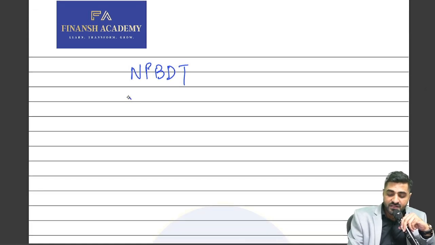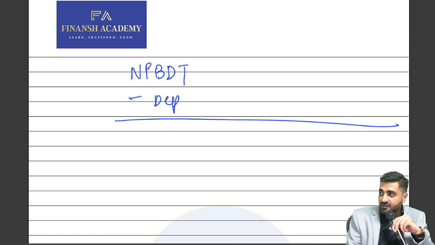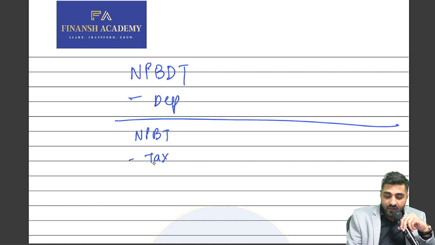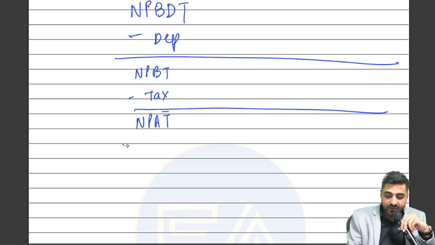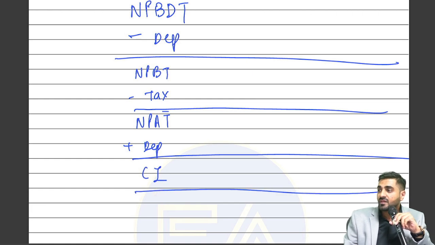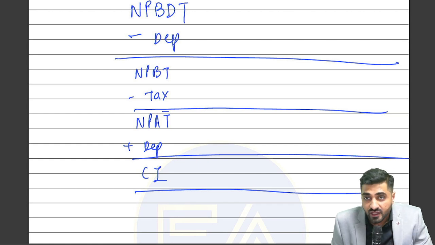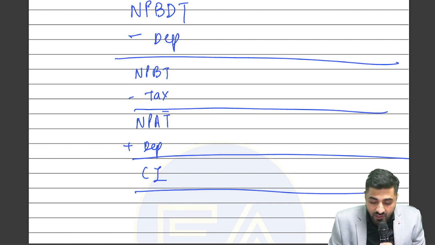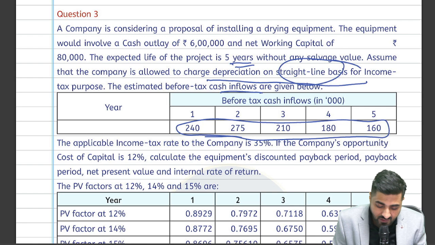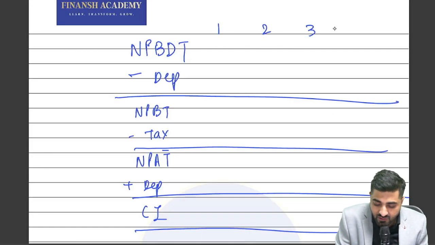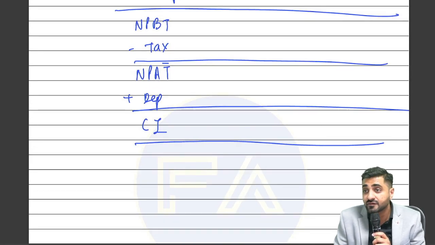From NPBDT, what do you subtract? First depreciation. Then what will you get, beta? NPBT. What will you subtract? What will you get, beta? Then what do you do? You add back depreciation. Then what will you get? Cash inflows. Are you guys trying to understand this? Okay. And then, my dear students, are we having different years? Yes, sir. Then we will take every year whatever is NPBDT and get the cash inflow.